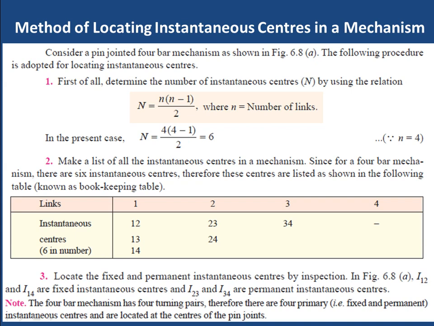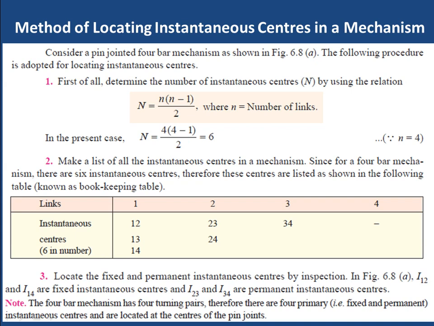So links on one side, and the total I centers on the other side, and 1, 2, 3, 4. 4 links are there, so I'll give 1, 2, 3, 4. And then you have to give the combinations which are possible. You can see 1 with 2, like 1, 2. Then 1 with respect to 3, 1 with respect to 4. So how many combinations did I get?